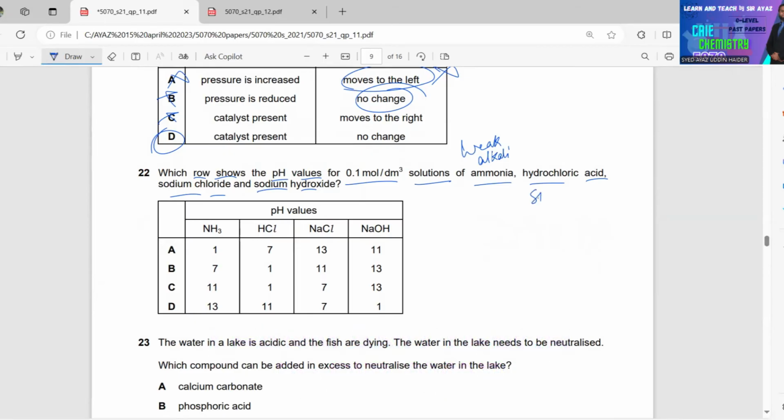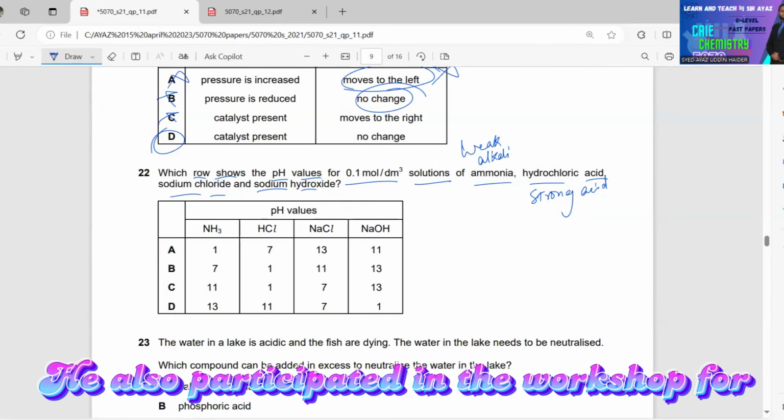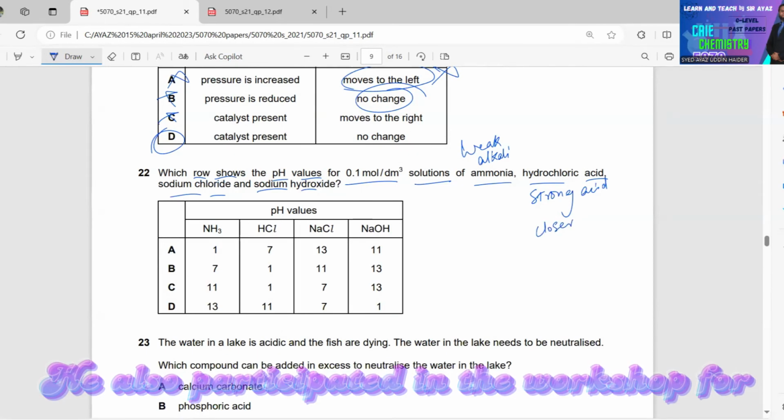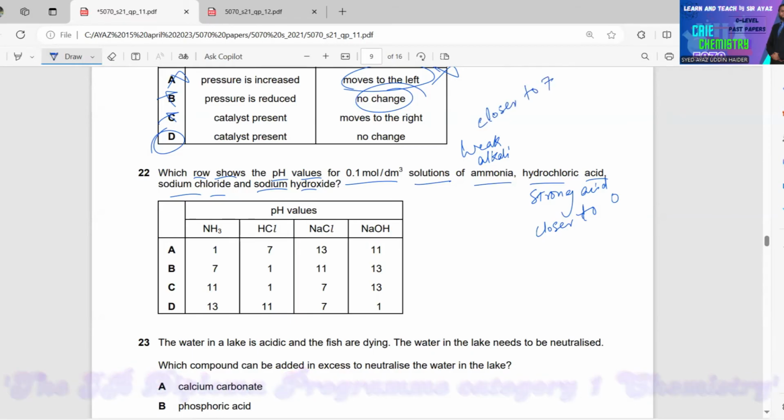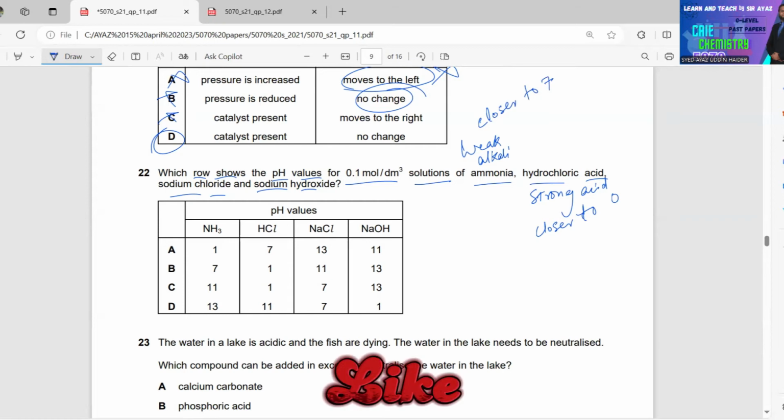Hydrochloric acid, strong acid. So for hydrochloric acid, pH must be closer to 0. And for weak alkali like ammonia, it should be closer to neutral, which is 7. What about sodium chloride? Sodium chloride is neutral. It's a salt, it's neutral. So pH must be 7.